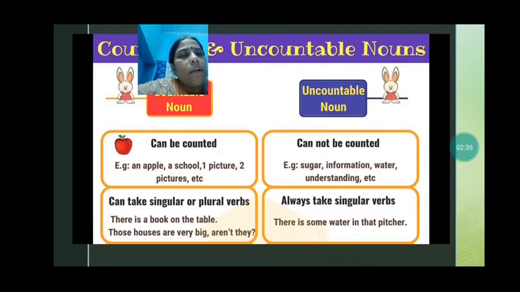Now, uncountable nouns. Uncountable nouns cannot be counted. Examples: sugar, information, water, understanding, etc. So these things cannot be counted, and they always take singular verbs. So there is some water in that picture. Water, you know, is uncountable. We see here that we have used is, and is is a singular verb. So with water, an uncountable noun, we have used a singular verb. Remember this.